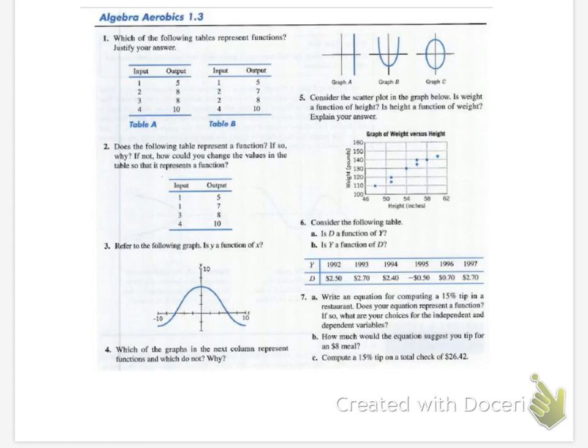Okay, so looking at problem 1 in algebra aerobics, which of the following tables represents functions? So remember, we're looking to make sure that each input gives me a unique output. You have to look carefully here, because what I'm seeing is my input of 2 gives me an 8, but my input of 3 also gives me an 8. So because I don't have a unique output, I know I'm not going to have a function. Okay, so which of the following represents functions? So this is a no.